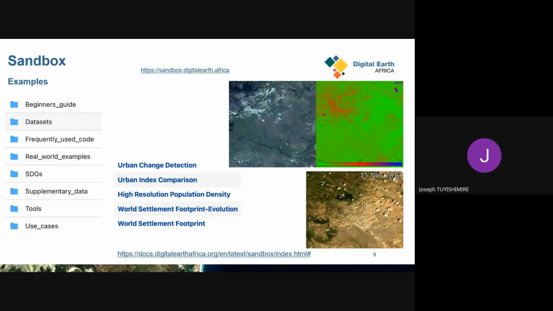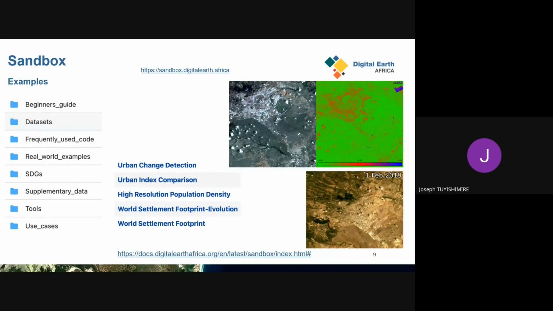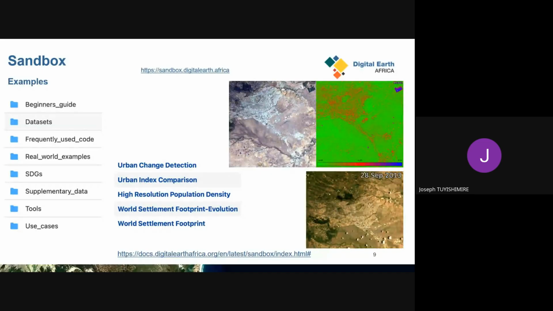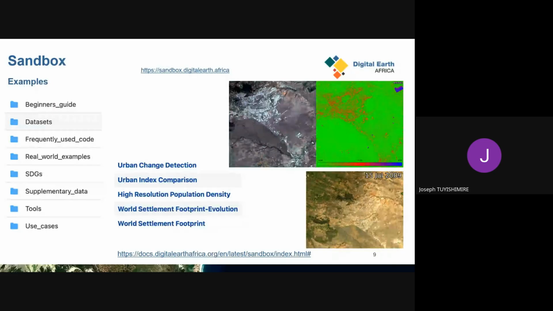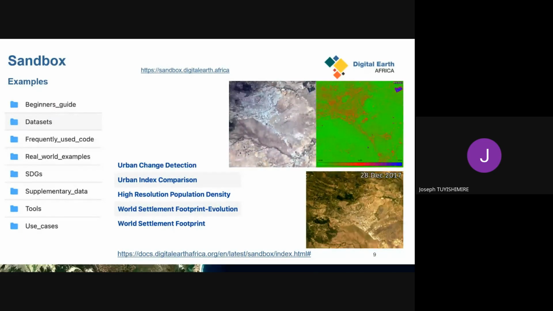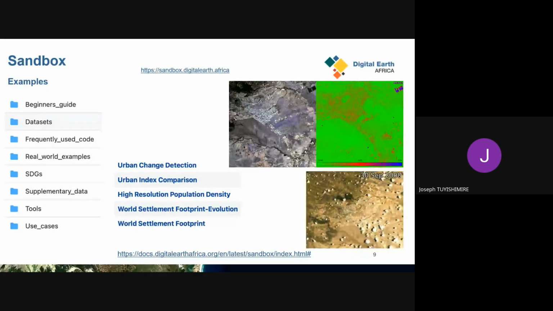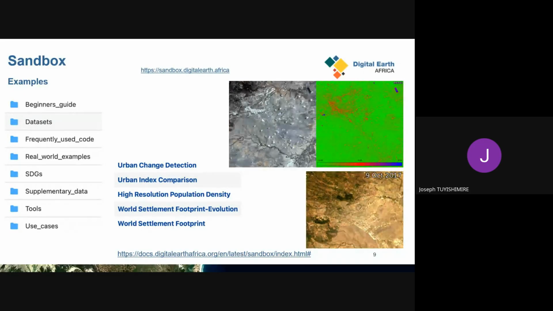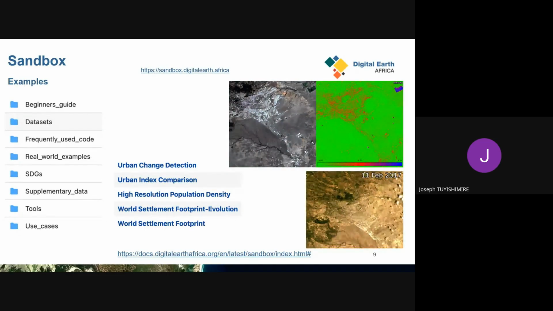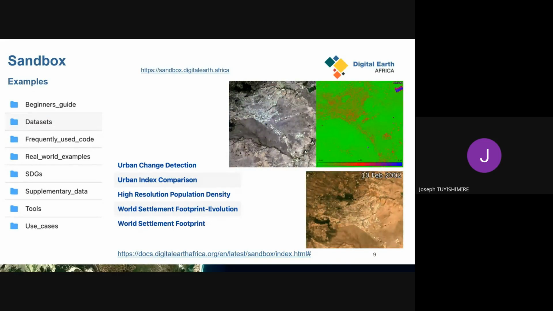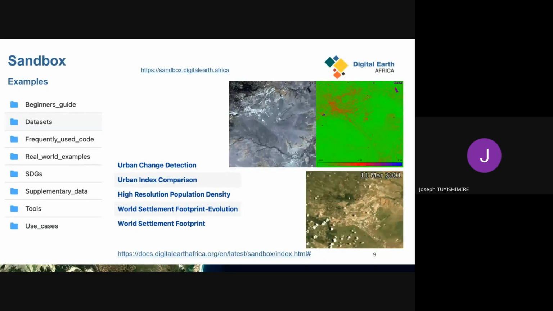So when you go into the sandbox, we have a lot of notebooks. Among them, we can highlight one on urban change detection, another on urban index comparison, and high resolution population density, or settlement footprints, and so on. And these are freely available. And as you know, the Africa could develop our own services and products, but we judge it better to index data and services from other providers so that we could serve as a one-stop data center, and that's what you do to run most of your analysis.